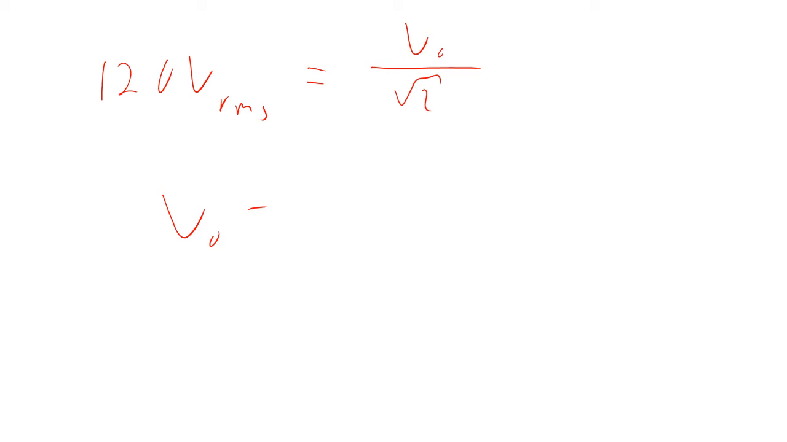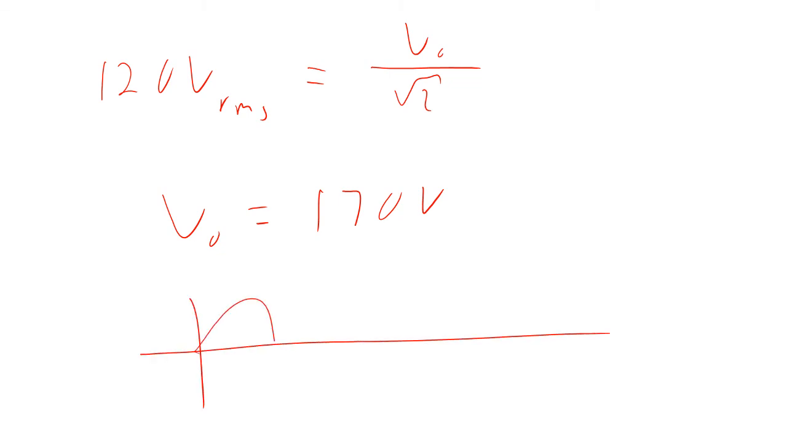So that means the amplitude of the voltage in your house is going to be equal to 170 volts. So if you would make a graph here of the voltage in your house, it goes from 170 volts to minus 170 volts, and it does that 60 times a second. And so what we would say is it averages 120.